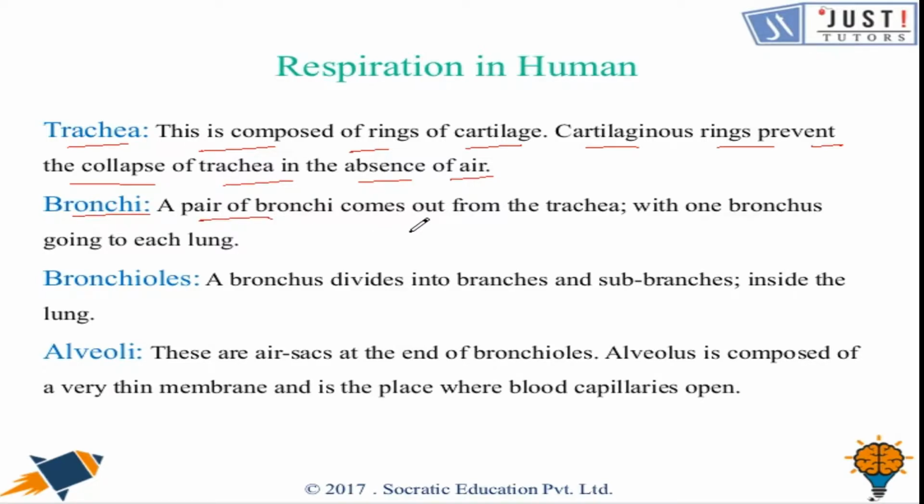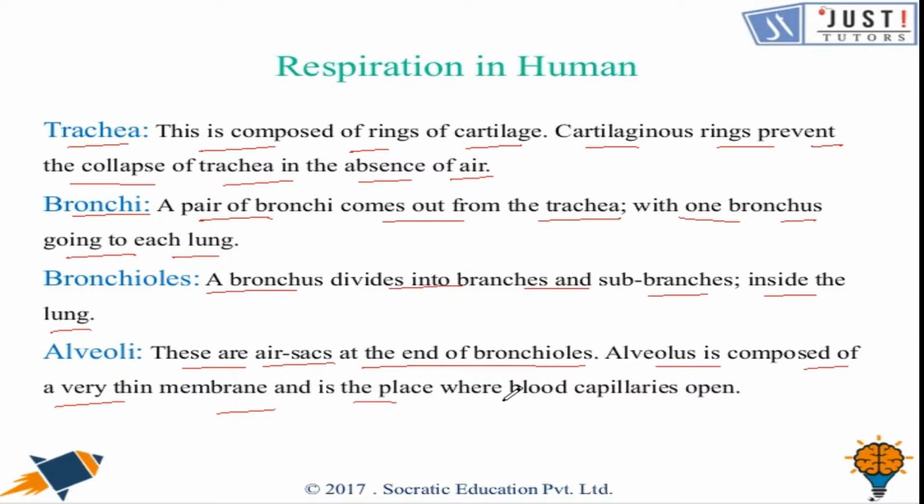Bronchi. A pair of bronchi comes out from the trachea with one bronchus going to each lung. Bronchioles. A bronchus divides into branches and sub-branches inside the lung. Alveoli. These are air sacs at the end of bronchioles. Alveolus is composed of a very thin membrane and is the place where blood capillaries open. This is where oxygen mixes with the blood and carbon dioxide exits from the blood. The exchange of gases in alveoli takes place due to pressure differential.